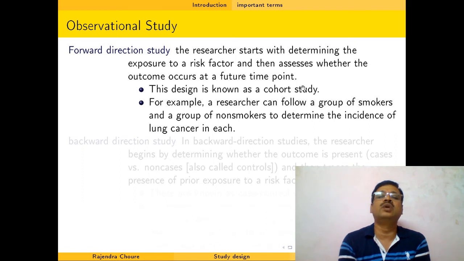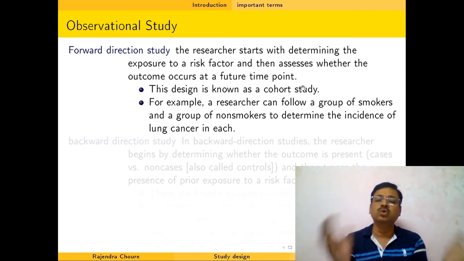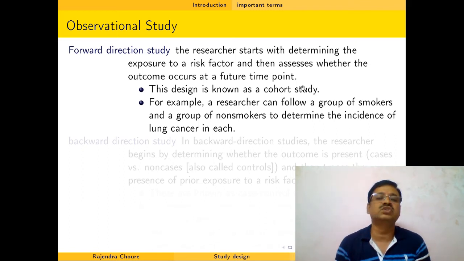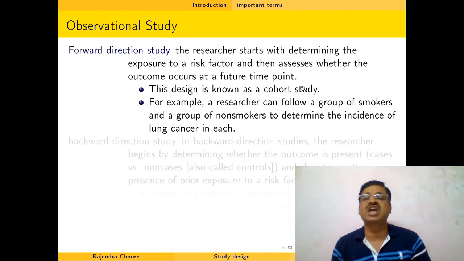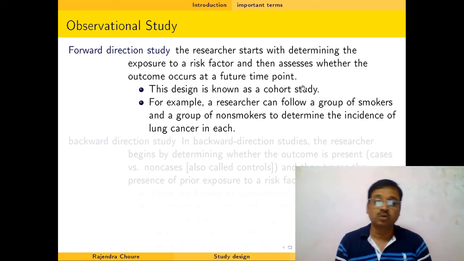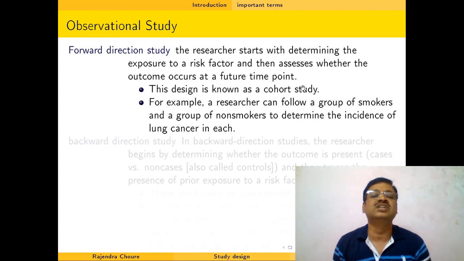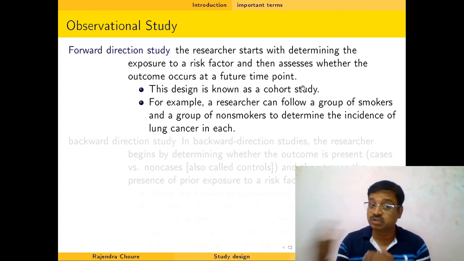The design is known as a cohort study. A cohort is a group of people together. We'll discuss cohort later on. For example, a researcher can follow a group of smokers and a group of non-smokers to determine the incidence of lung cancer in each in future time.